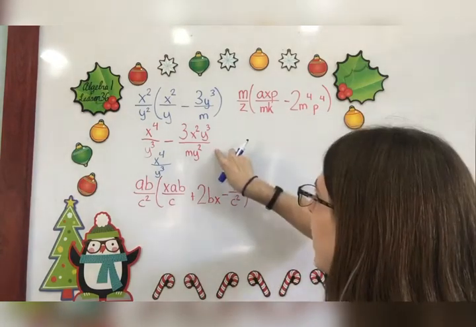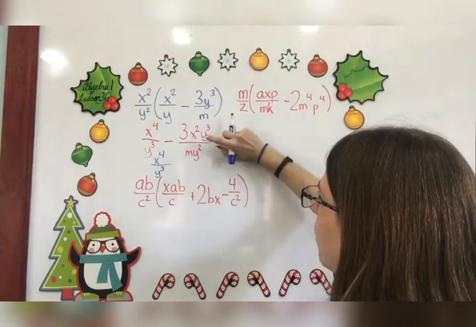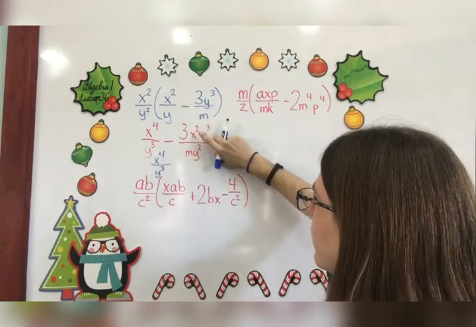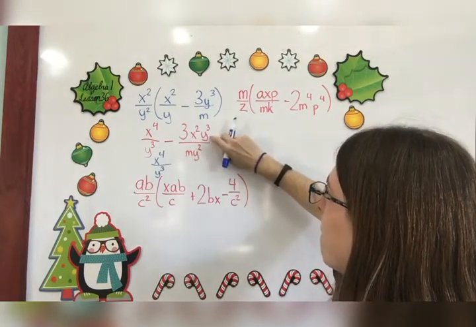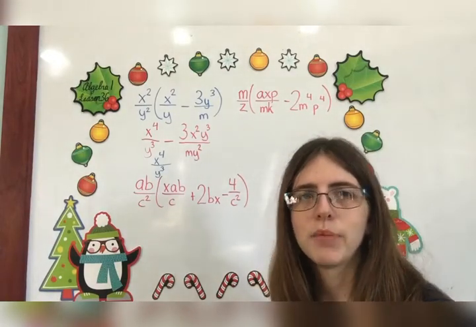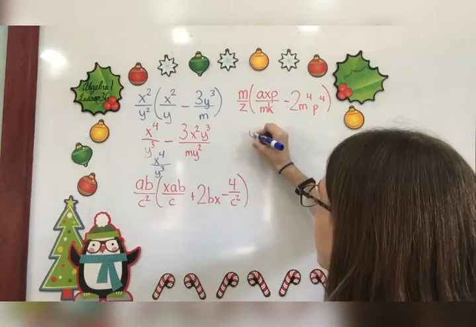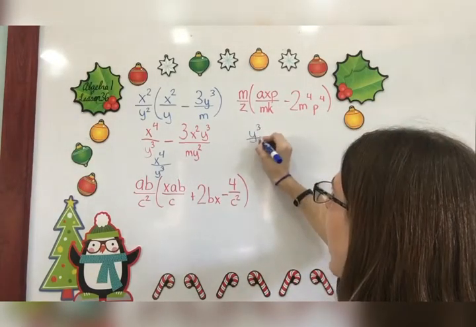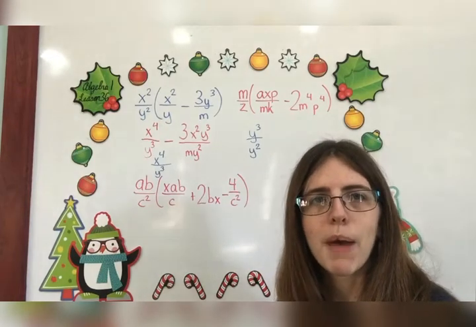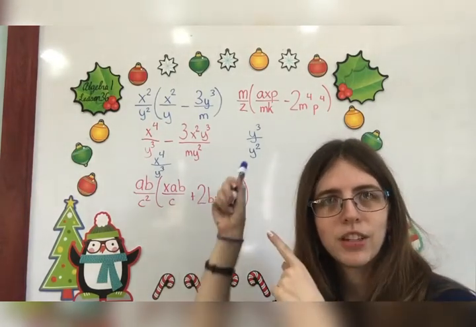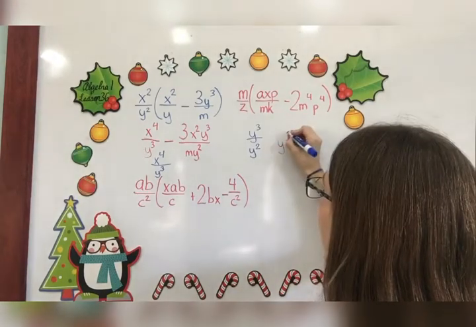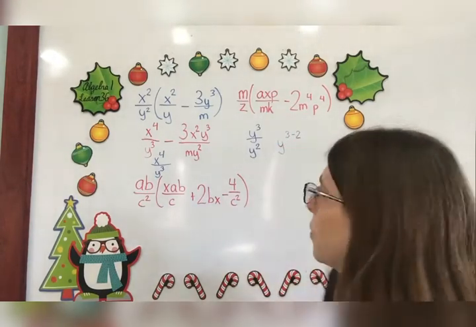But how about over here? I have no whole numbers that are alike, no more x's, no more y's, or no more m's, but I do have y's that are alike. So I'm dividing, let me just write this over here separate so you can see it a little better. I have y cubed divided by y squared. Well, remember, since I'm dividing my exponents, that's the same as saying y to the 3 minus 2, which is what?